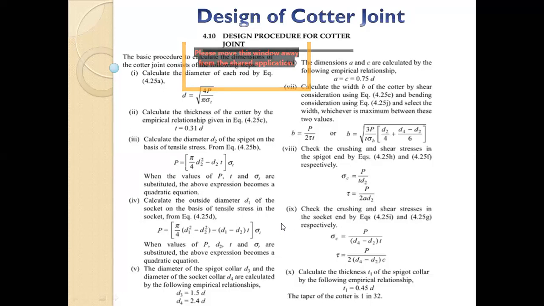Now which are the allowable stresses? Sigma t, allowable tensile stress, then sigma c, allowable crushing stress. Now sigma t is basically whatever SYT they have given divided by the factor of safety. The allowable shear stress tau will be 0.5 of that, half of that. Whatever allowable stress we have, we'll multiply by 0.5, so 0.5 into SYT upon factor of safety, right? So like that we will be calculating allowable stresses for the cotter, spigot and your socket if the materials are different.